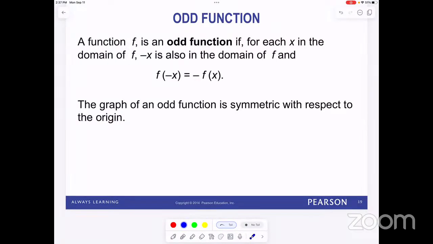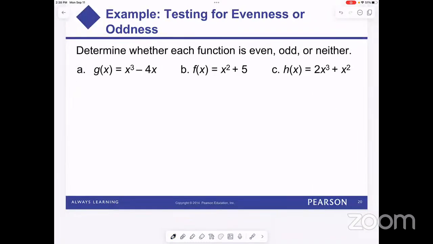Let's try to get to the next example. That'll probably be the last one for the day, and this will showcase even, odd, and neither. Here we're asked to determine whether each function is even, odd, or neither. To test for even, odd, or neither, we replace x with negative x, we simplify, and then we interpret the results. So then for A, first we replace each x with negative x.